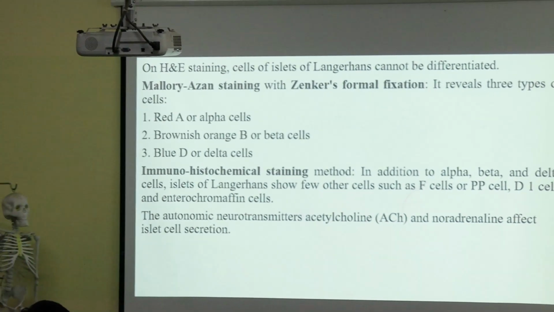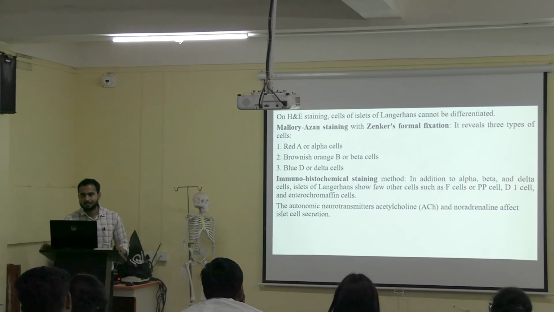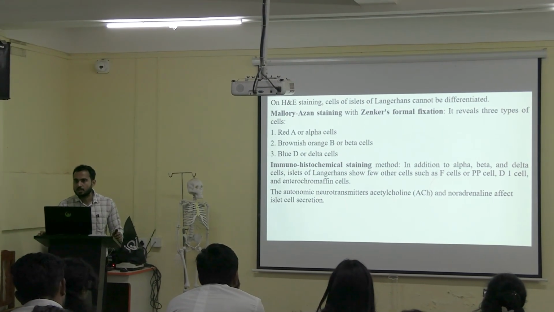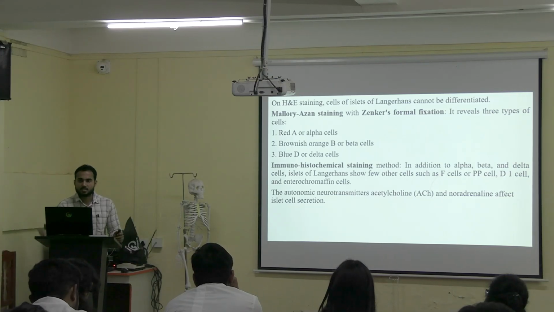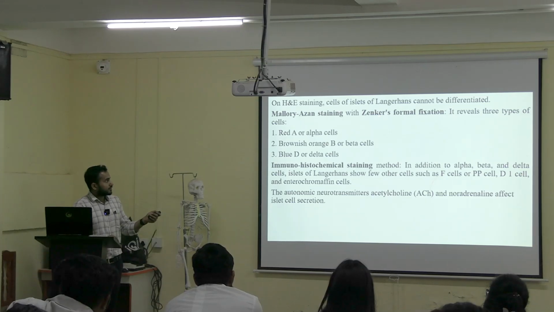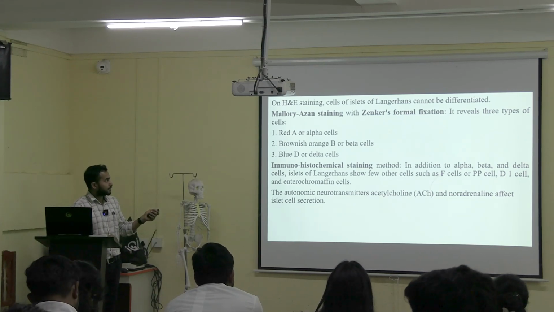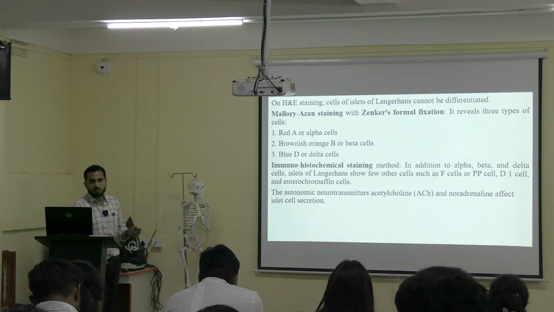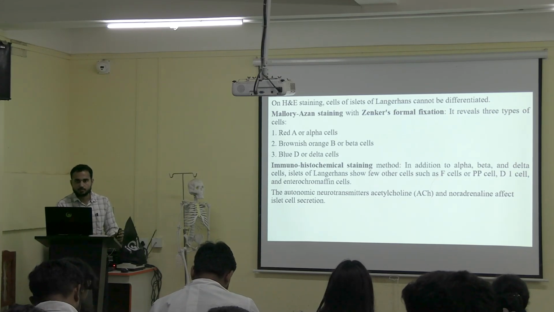Next, with the help of H&E staining, we can see only the pancreatic islets, but we cannot differentiate the different types of cells. For that, a special type of staining method is used, called Mallory-Azan staining, and the fixation method is called Zenker fixation. So with the help of Zenker's formal fixation, 3 different types of cells can be identified. In case of alpha cell, it is red in color, beta cell, it is brownish color, and for delta cell, it is blue in color. This is how the cells can be identified.